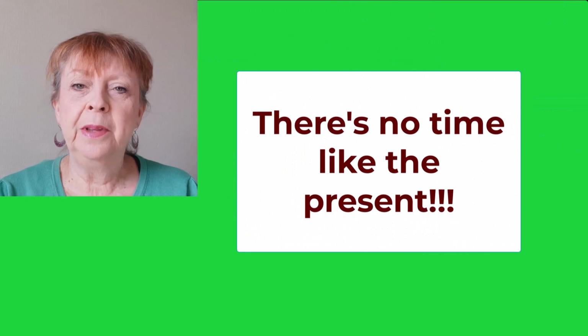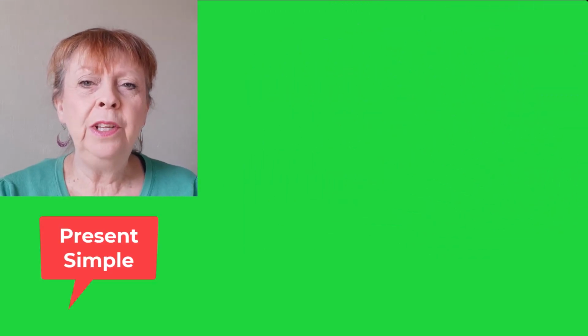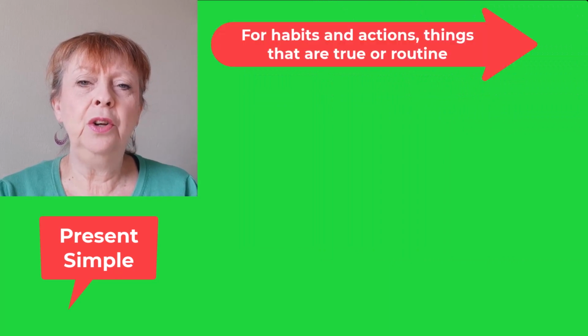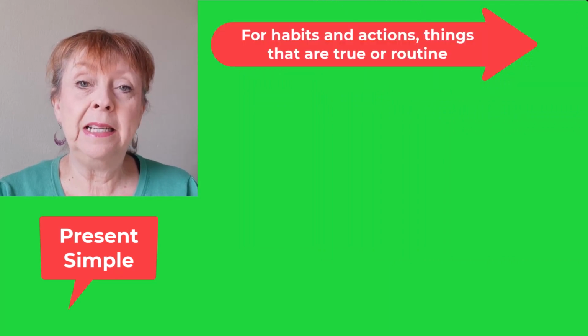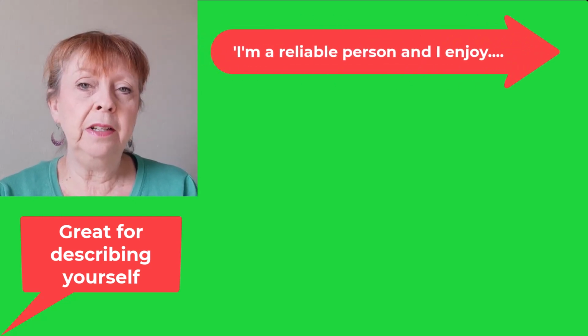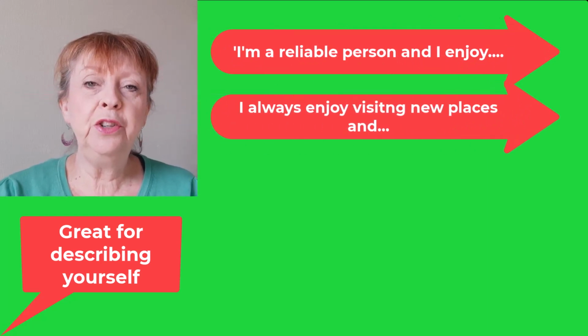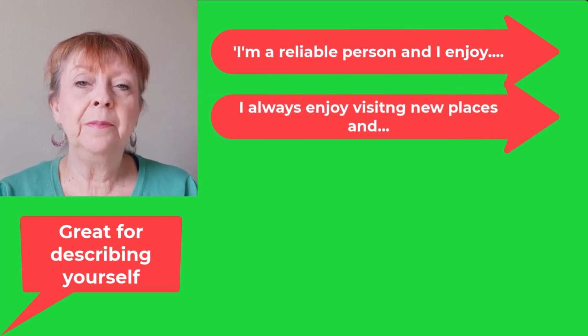Well, first, here we are in the present. You've got present tenses. We use the present simple a lot to explain our habits and actions or things that are true. If you're writing about yourself, use the present simple to start with. I'm a reliable person and I always enjoy visiting new places.